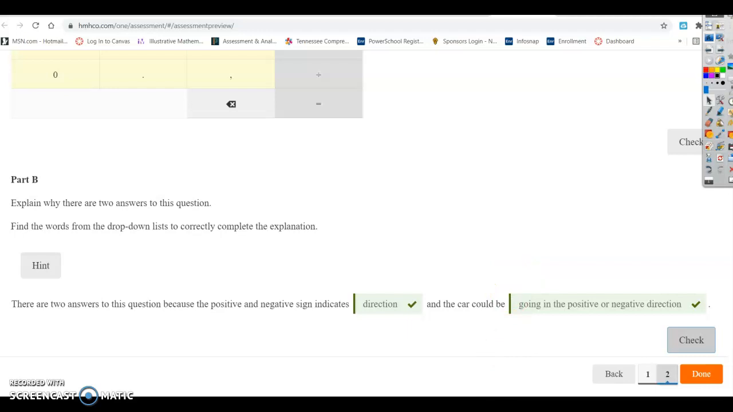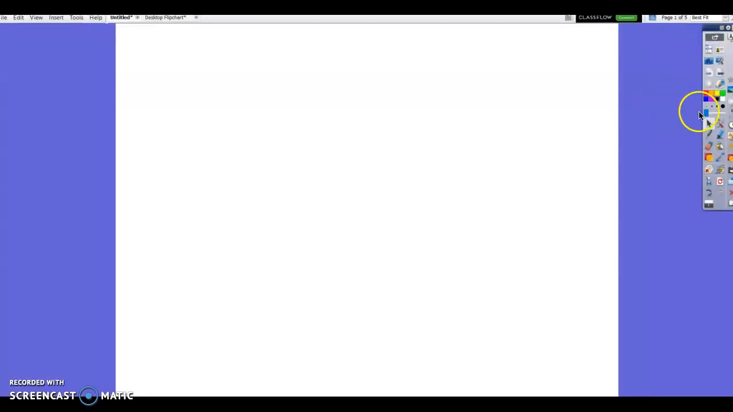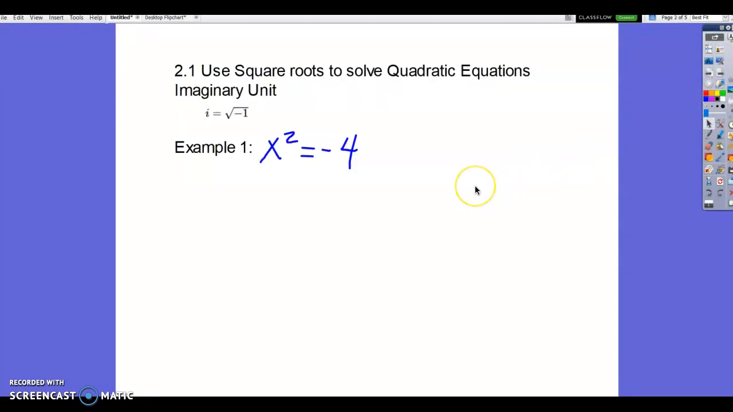All right, I want to look at a couple more examples just to give you guys a little information on this unit. So 2.1, use square roots to solve quadratic equations, and it has an imaginary unit in this section. So you learned this a little bit in Math 2. I don't know if you learned it in Algebra 1. If you came from Algebra 1, this may be new to you. Some of you have seen this before, some of you may not, but I'm going to show you now. Either it's a review or it's brand new.